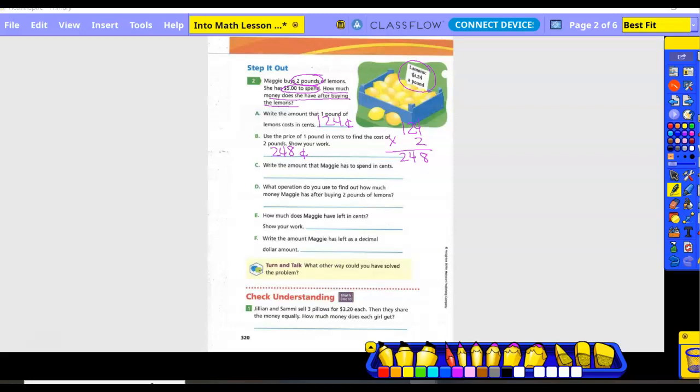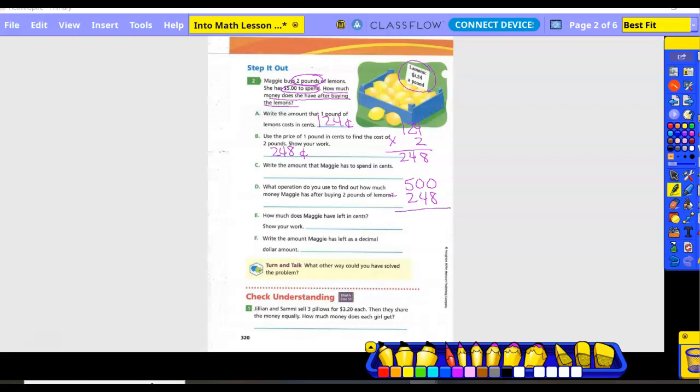So $5 is also equal to 500 cents. Okay, so we would do 500 cents because $5 is also equal to 500 pennies, right? Okay, then what am I going to do? Add, subtract, multiply, or divide? Subtract, right? 248. Okay, so then I need to regroup, right?